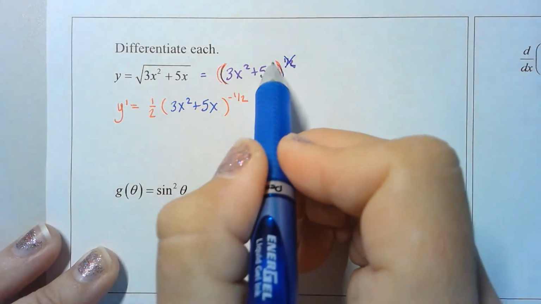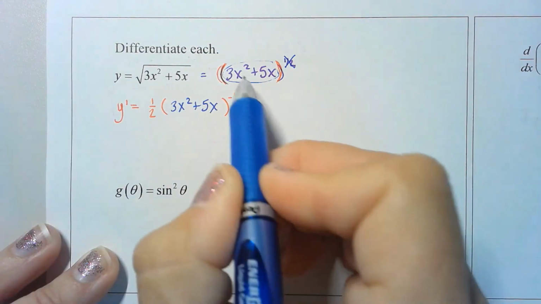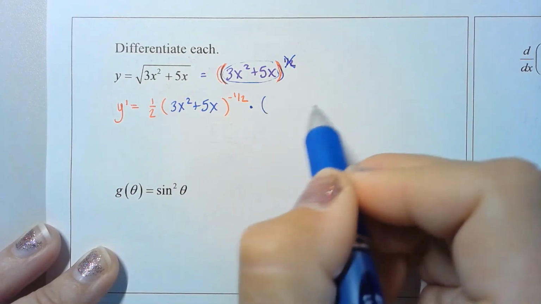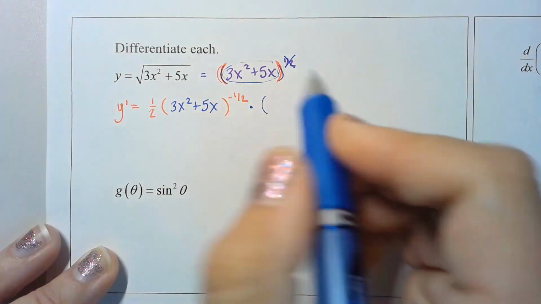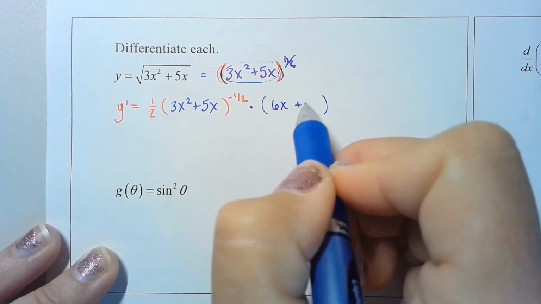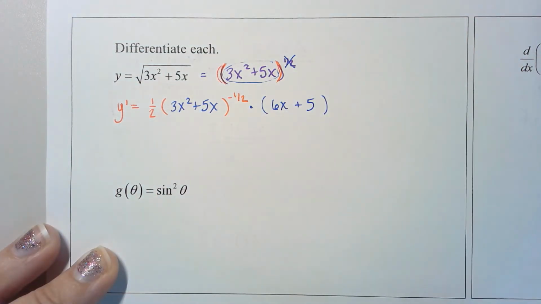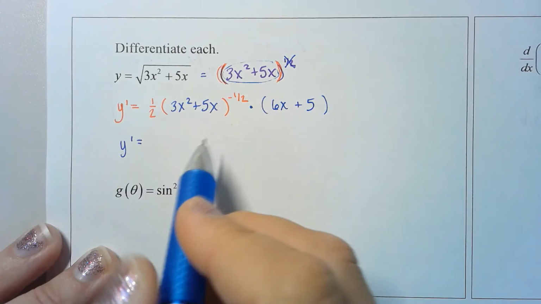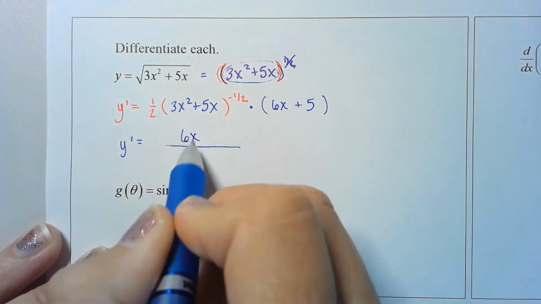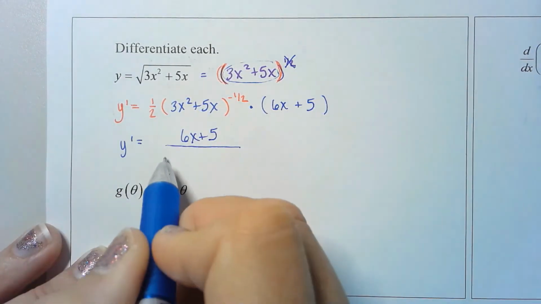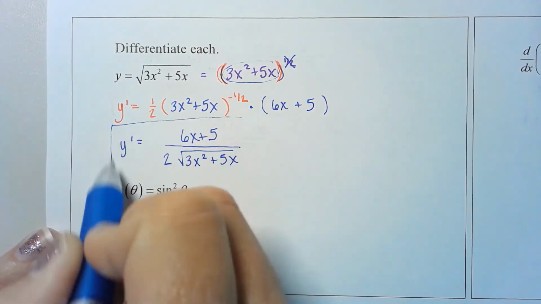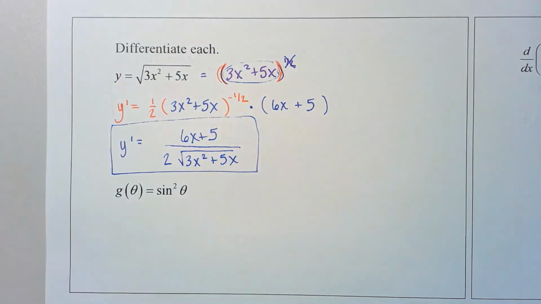I'm going to cross it off. The chain rule says multiply all of that by the derivative of the inside. Now the inside has 2 terms, so we better make sure we use parentheses, and we'll get 6x plus 5. Okay. Now, if we want to rewrite that, the 2 goes in the bottom, that square root goes in the bottom, so in the top I have a 6x plus 5. In the bottom I have a 2 and a square root of 3x squared plus 5x. Good.